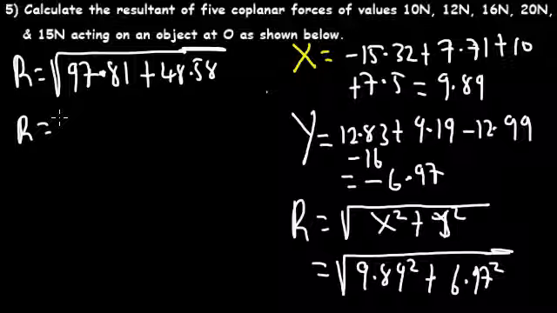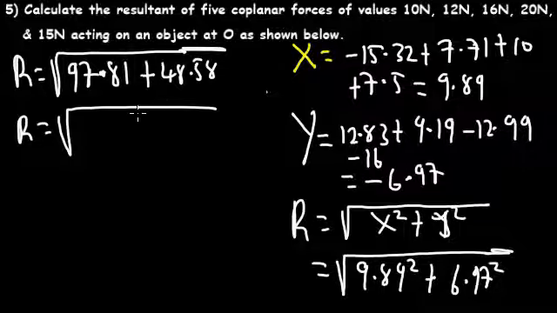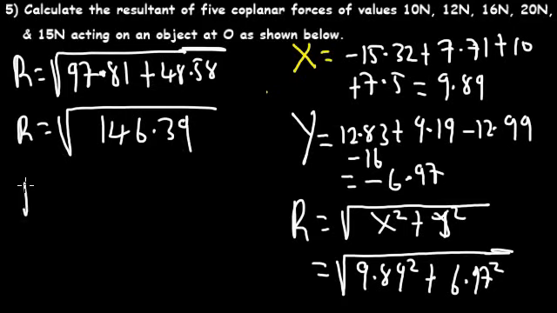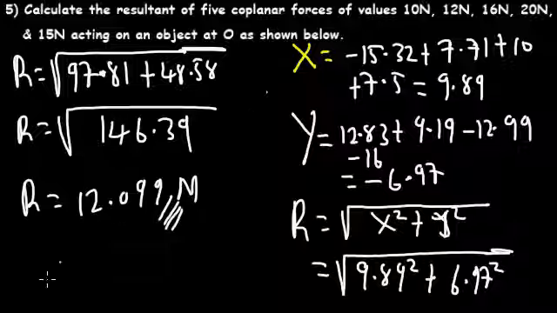So r equals, I'm adding it right now, 97.81 plus 48.58. So I got the square root of 146.39. And finally, the square root answer gives us 12.099. So since it is in Newton, we have forces. So that will be the resultant vector or the resultant force for the system of forces.